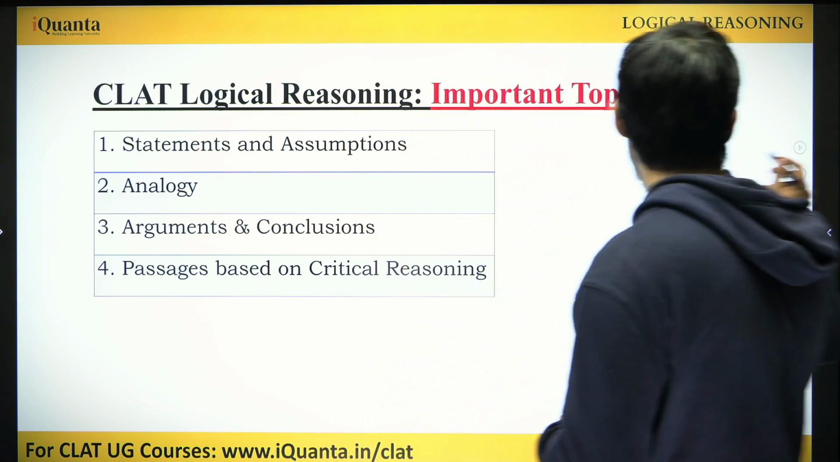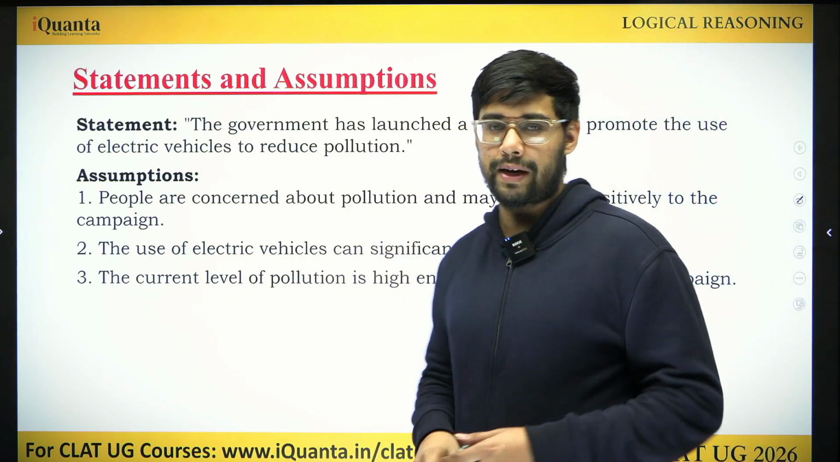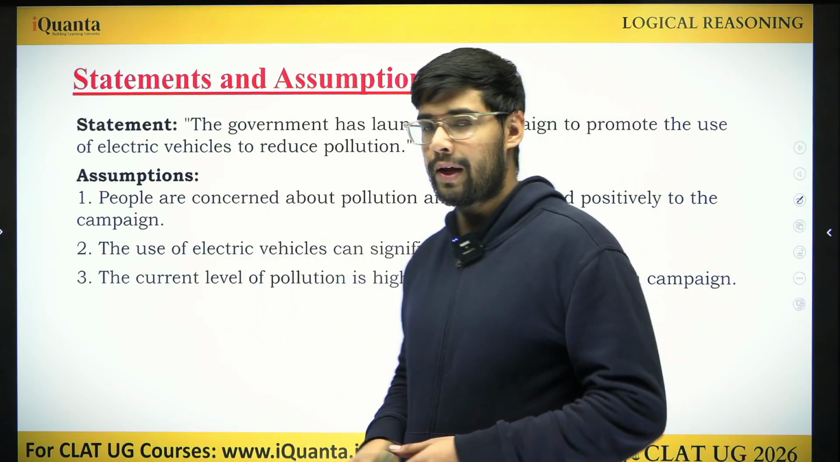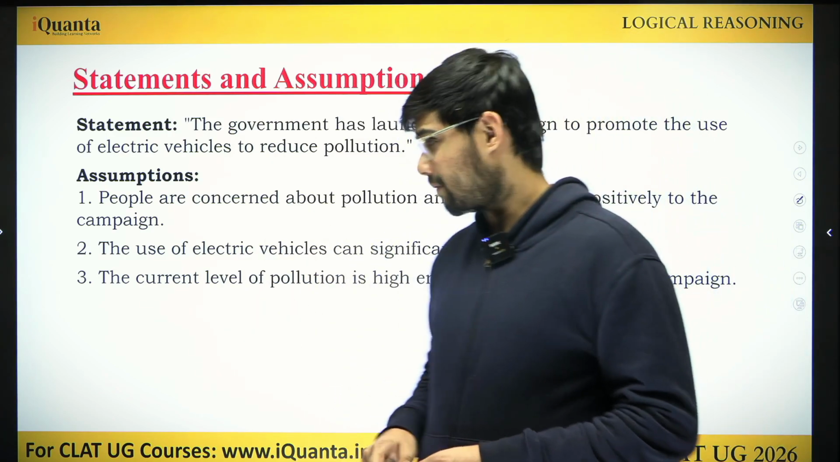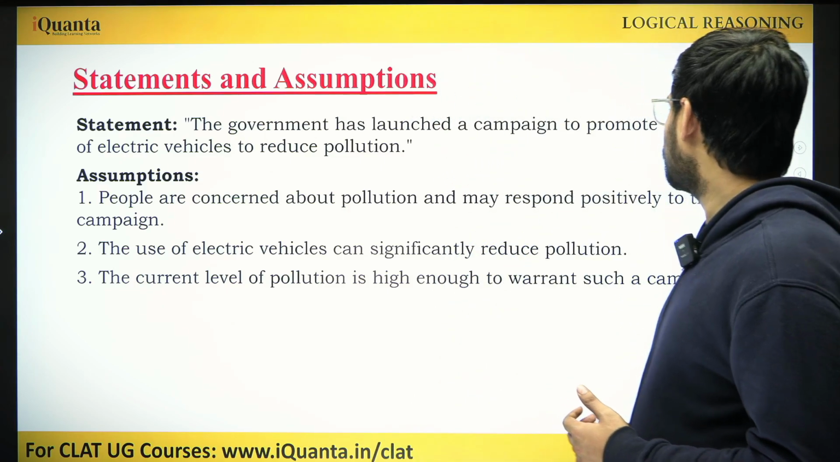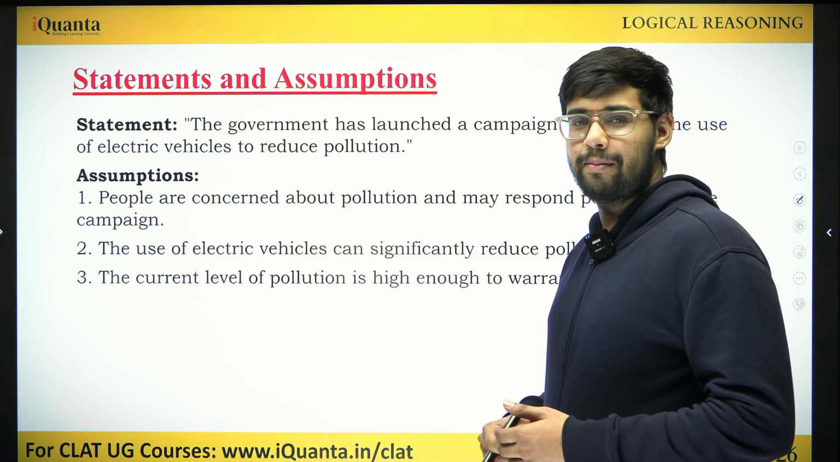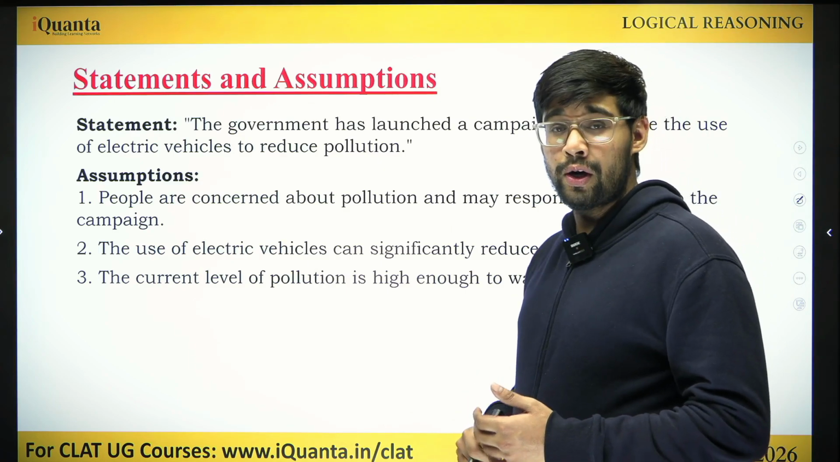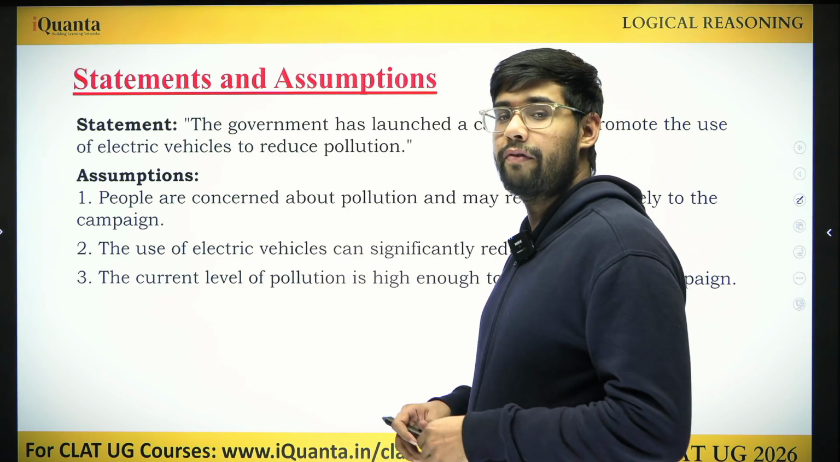So let's look at the question based on statements and assumptions. Here a statement is provided and prospective assumptions are mentioned here. Then you have to conclude which assumption is the correct one. So let's read the statement first. The government has launched a campaign to promote the use of electric vehicles to reduce pollution. So here we can see that the main argument of the government is they want to reduce the pollution and they are introducing electric vehicles for it.